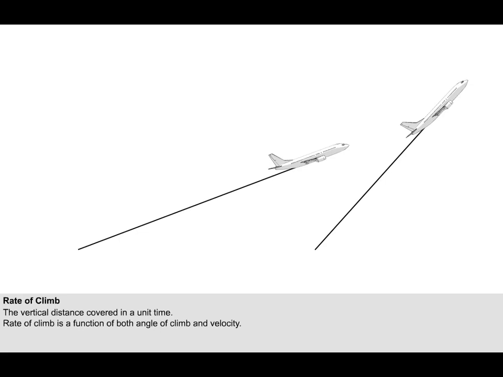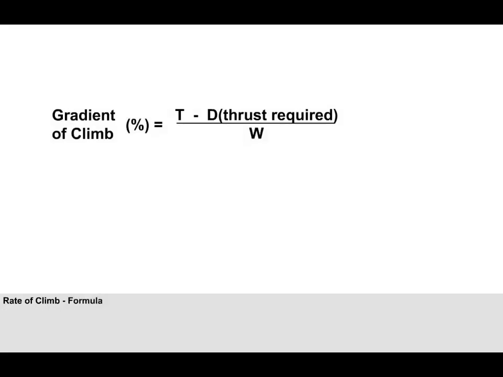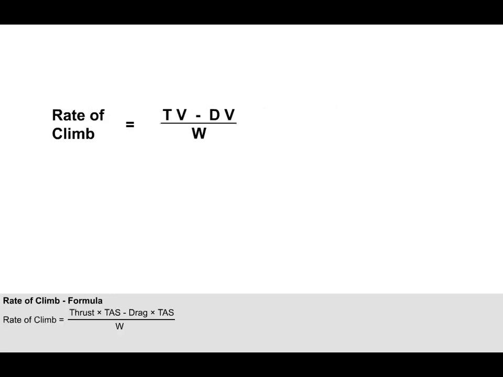From this simple demonstration, it can be seen that the rate of climb is a function of both angle of climb and speed along the achieved gradient. Let us return to the formula for the gradient of climb, as shown here. Gradient is given by the formula thrust available minus thrust required divided by weight. All that is needed now is to add the velocity function as shown. This is now the formula for the rate of climb.